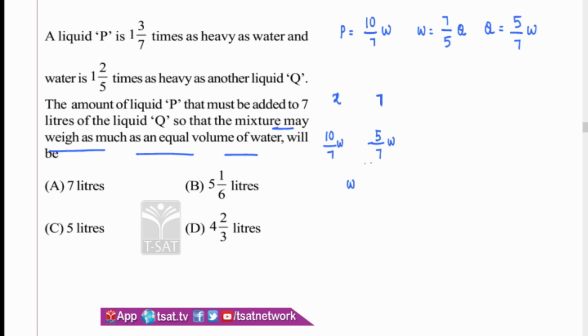Now multiply everything by 7/W. W gets cancelled. You just multiply it with 7. So what are you going to get? X and 7. This is 10. This is 5. It's going to be 7. So the formula says N1, that is X. The difference between these two is 3. N2, the difference between these two is 2. So X is equal to 14/3, which is 4 2/3. So how many liters? 4 2/3 liters of the mixture.